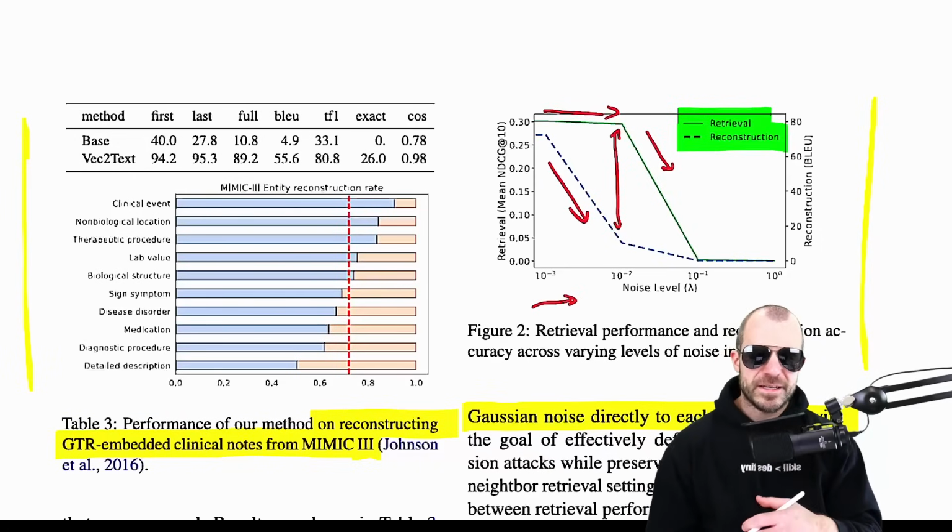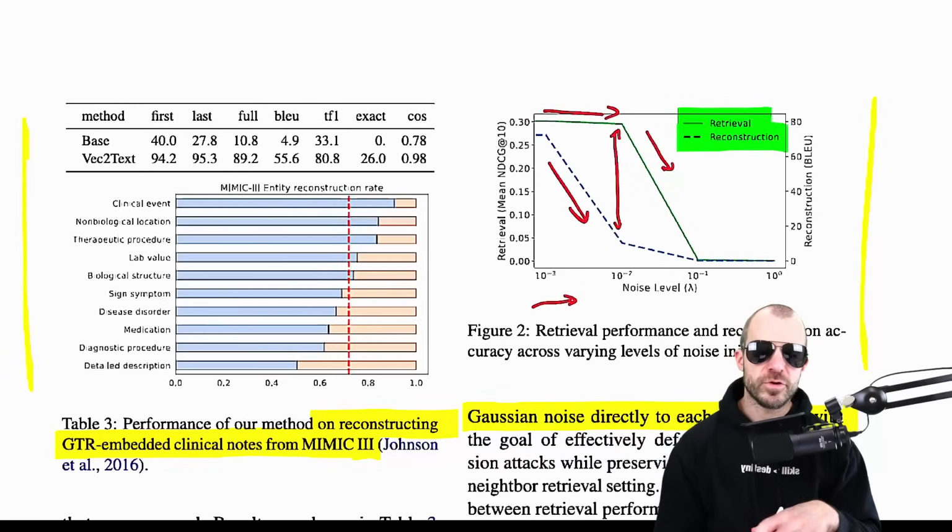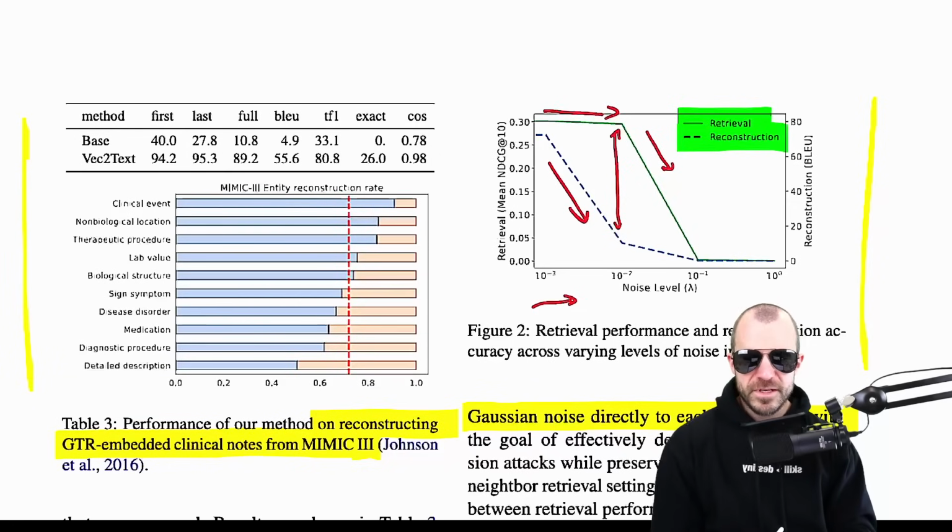So this paper doesn't investigate what happens if an attacker who wants to reconstruct text takes into account that there could be noise on the vectors. So that's for one. For the other, dimensionality of embeddings isn't really explored.